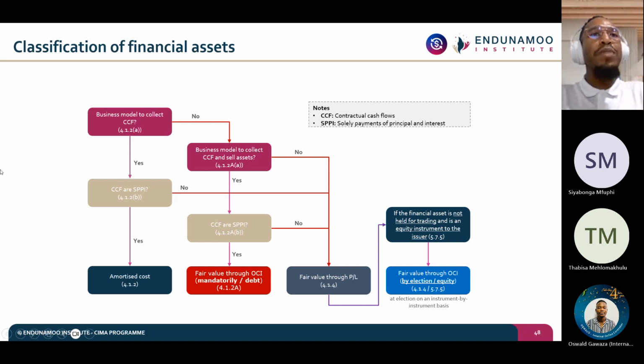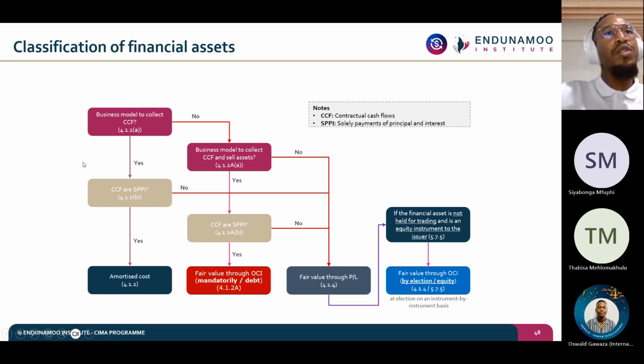And the next question would be, are the contractual cash flows SPPI? Meaning, are they solely payments of principal and interest on the principal amount outstanding? If the contractual cash flows are solely payments of principal and interest, then the financial asset will be classified as being held in accordance with the amortized cost model, as shown in the arrow going vertically down.